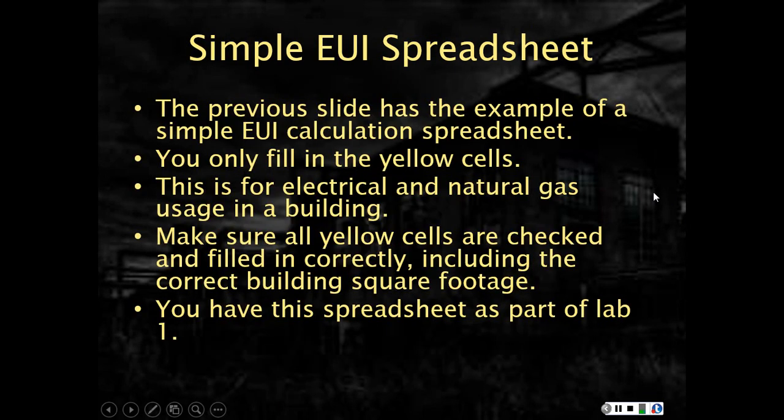So the previous slide has the example of the simple EUI calculation spreadsheet. Again, you only fill in the yellow cells. Make sure all yellow cells are checked and filled in correctly, including the building square footage, and you'll have this spreadsheet as part of Lab 1.